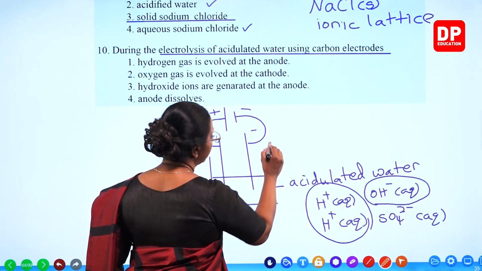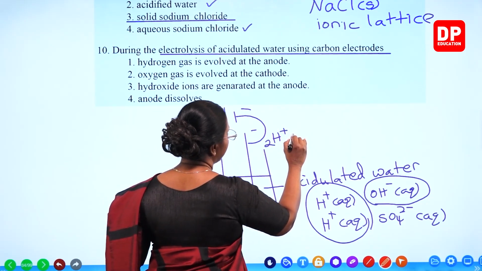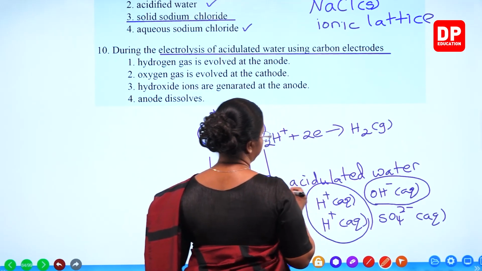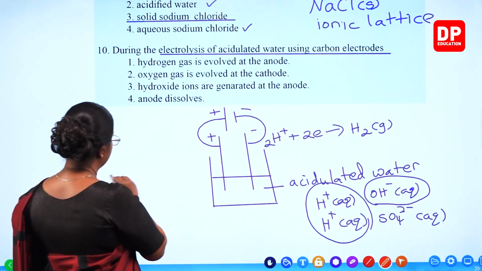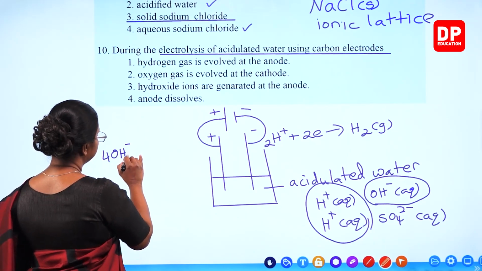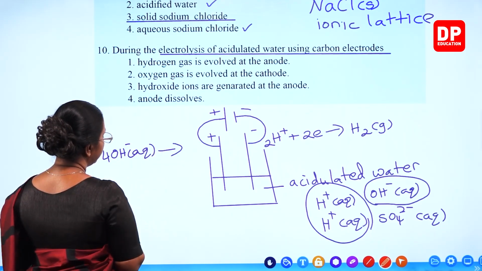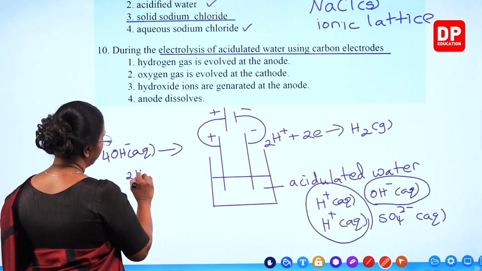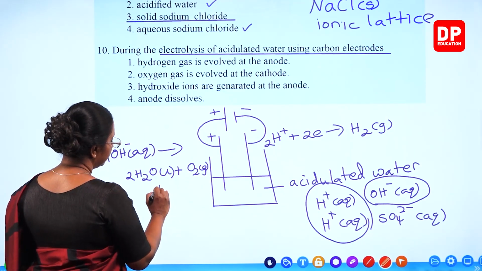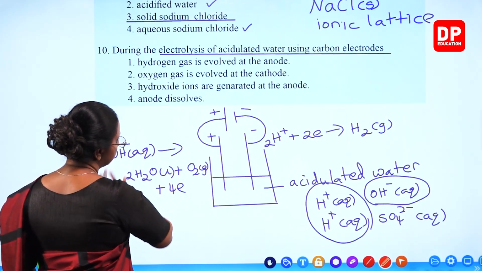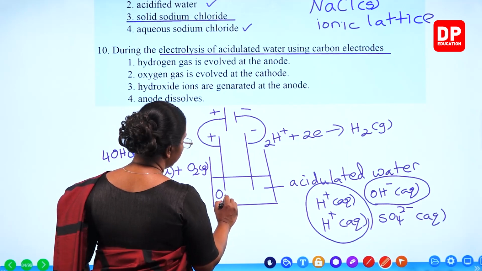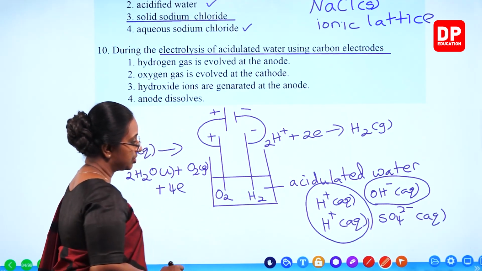Near the negative electrode, H plus ions will take up electrons, becoming H2 gas. So that is the reduction. And near the positive electrode, it is going to be OH minus ions losing electrons, becoming water, liquid, plus O2 gas, losing 4 electrons. That is the oxidation reaction. So here this is going to be O2 gas and here it is going to be H2 gas.